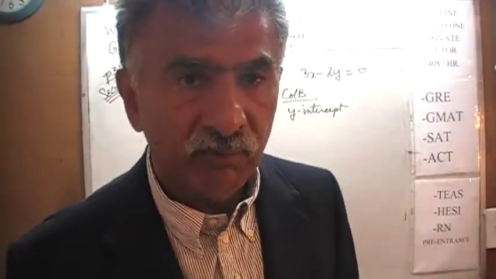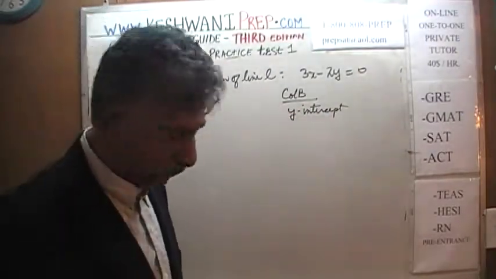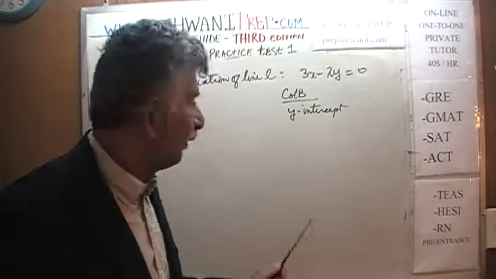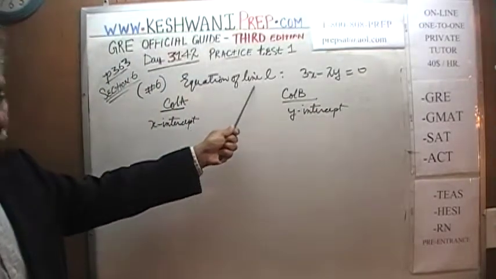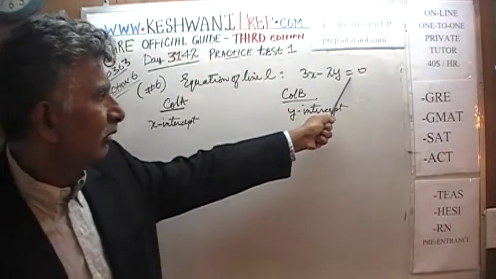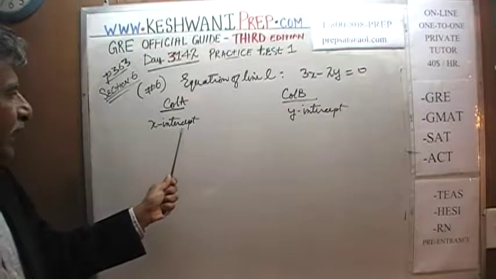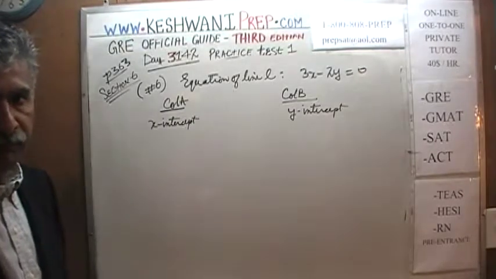Questions 1 through 5, the first 5 problems, we did yesterday. Today we'll pick up from question number 6. Question number 6, as you can see, is already on the blackboard. We are given the equation of the line L: 3x minus 2y is equal to 0. We are simply asked to compare the x-intercept versus the y-intercept of the line.